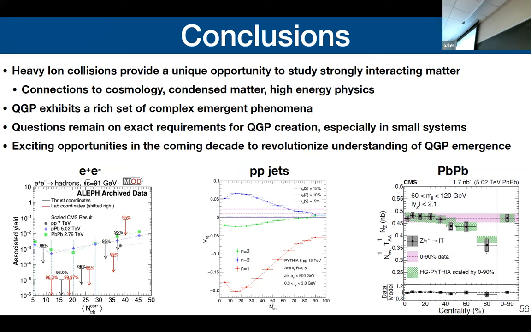And I think this connects with the philosophy of physics as a whole, where what we like to do is start from simple systems and build up more and more complicated systems, right? In the Quark-Gluon plasma, we're starting from just a soup of quarks and gluons, but we see a huge amount of phenomena that occur. And I think it's very interesting to try to understand all those phenomena. We still have some questions about the exact requirements, for example, for creating a Quark-Gluon plasma, whether or not we make a droplet of Quark-Gluon plasma, especially in these small systems. But I think in the next decade, there are really exciting opportunities to revolutionize our understanding of the Quark-Gluon plasma and the emergent phenomena that occur.